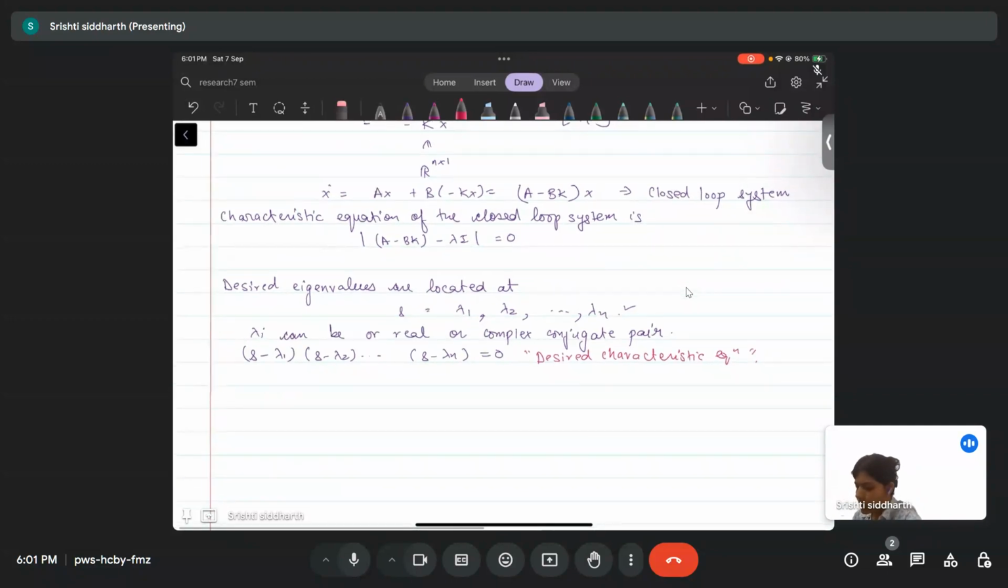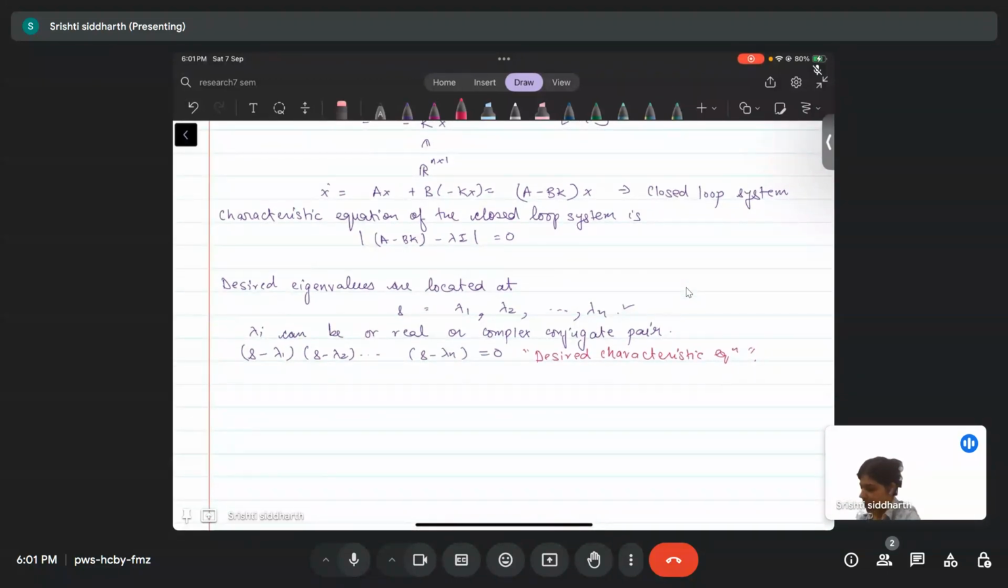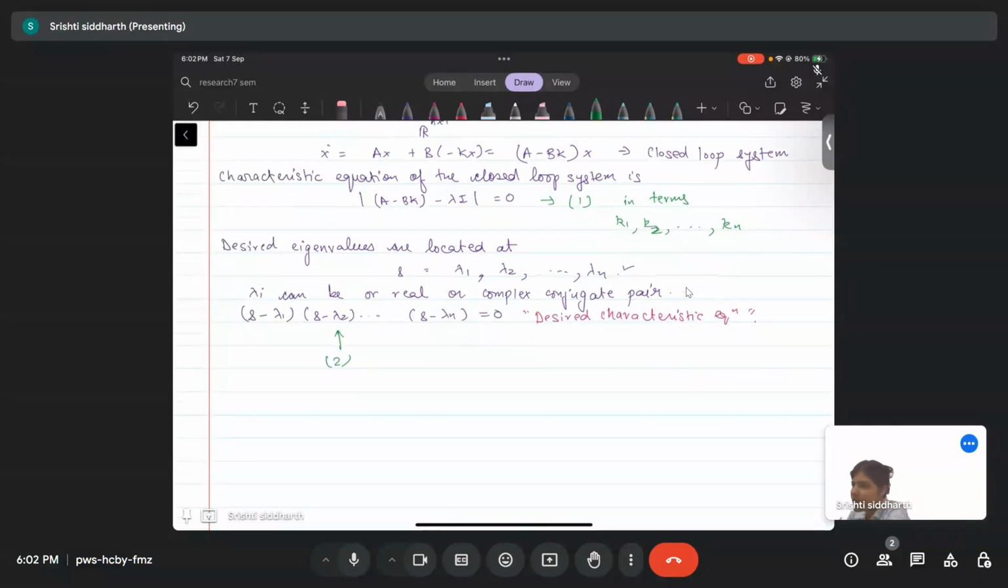So you can expand this and you get an nth order equation in terms of the gains K1, K2, up to Kn. And then you can compare the coefficients of both of these polynomials and get the values of these gains.